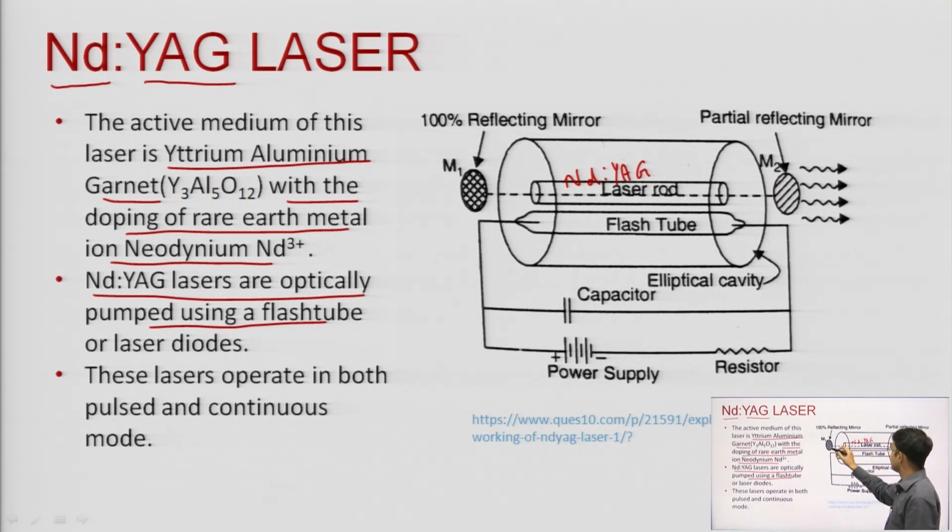And this mirror is 100% reflective. So, no light will come out this side, and this is a partially reflecting mirror, partially silvered. So, some light will be reflected back and some light will be transmitted. So, we get the laser from this end, okay, and this is the power supply.